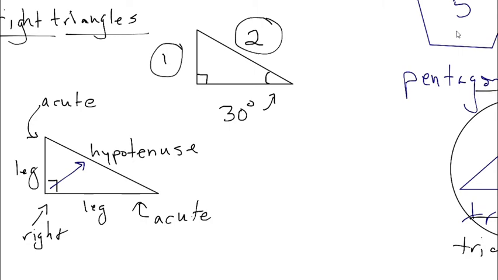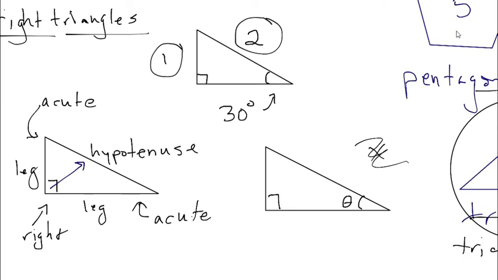Okay, now let's talk about some ratios here. Let's pretend I'm down here. I'm going to start a new triangle. I'm going to sit right here in this angle, and I'm going to name that angle theta. We're going to use this symbol theta instead of x during our exploration of trigonometry.